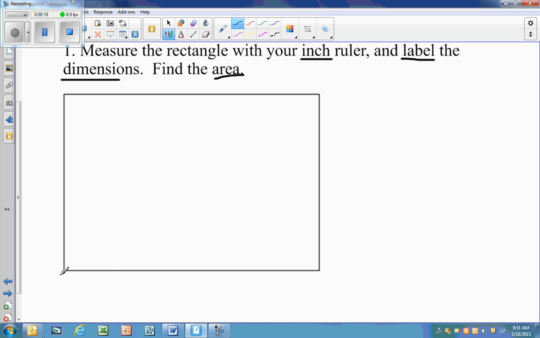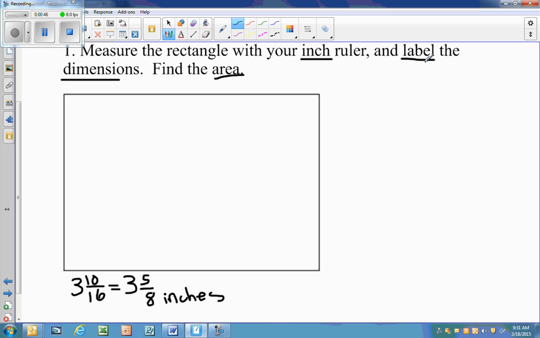So the first thing I'm going to do is measure my length, and when I measure my length, I see that I end up with 3 and 10/16. I don't want to leave it like that. I want to simplify it so I can divide them both by 2. So I end up with 3 and 5/8, and I want to make sure that I label it with inches because it is inches.